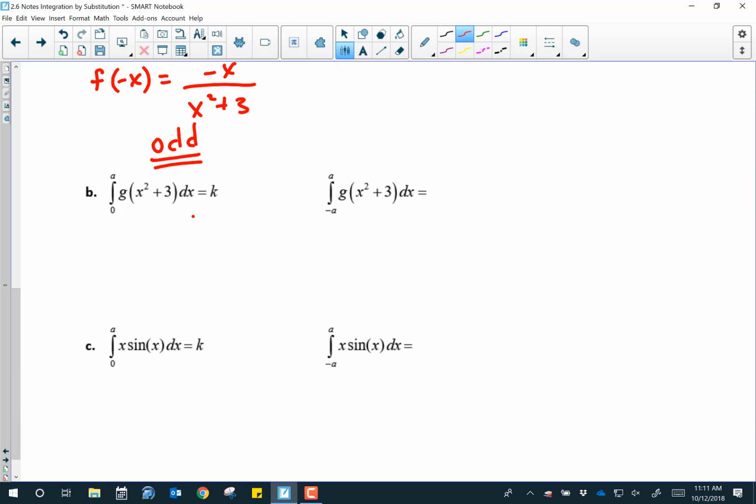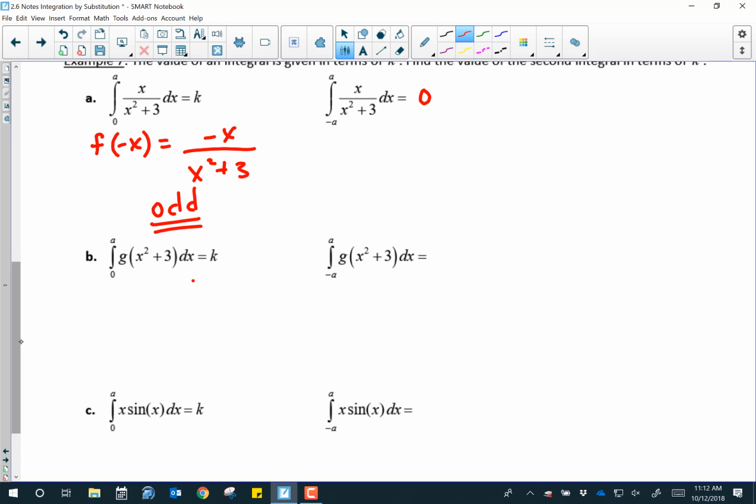Why does this one say g of x, and the first one didn't? Right, we don't know what g is, and that's fine. If we say f of x equals g of x squared plus 3, that's how you would define that. Then f of negative x would equal the same thing, x squared plus 3.